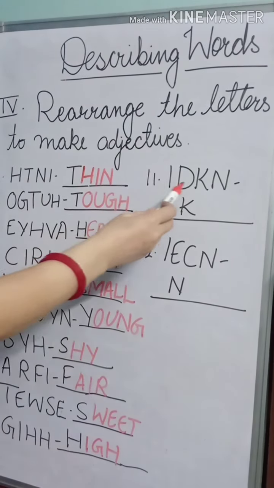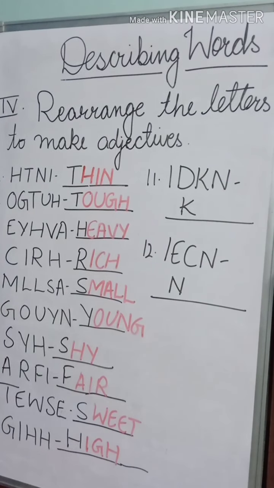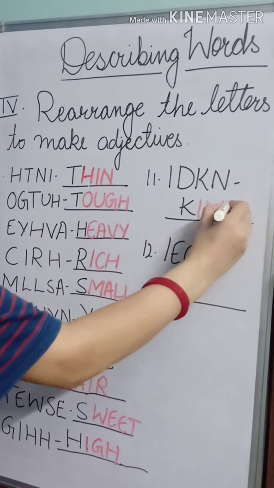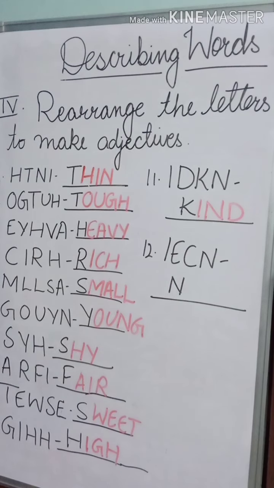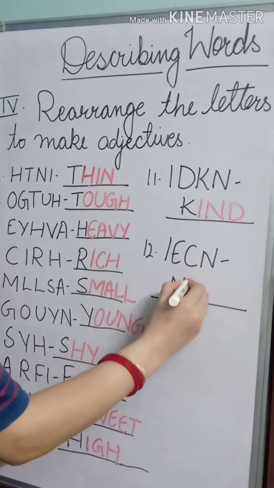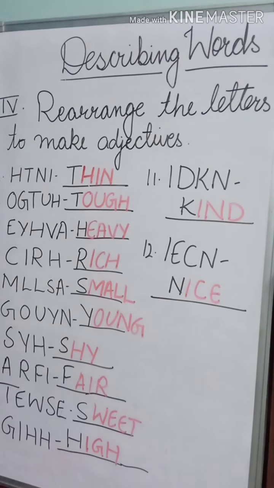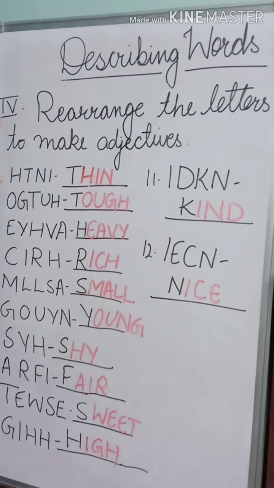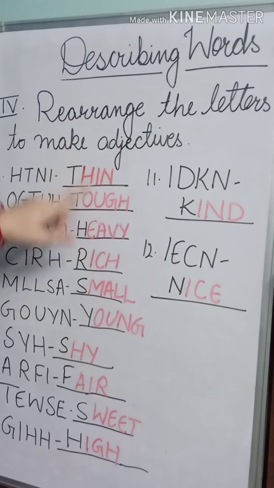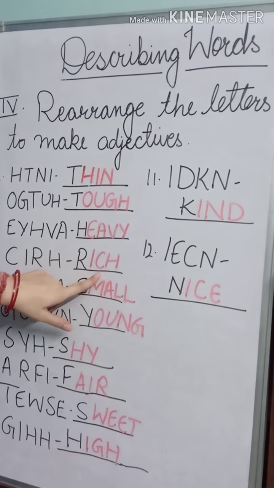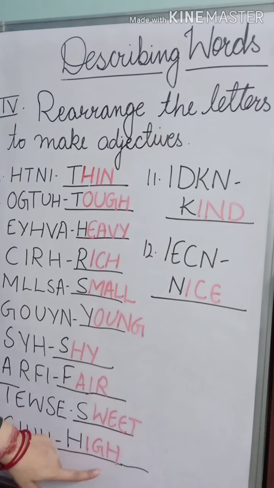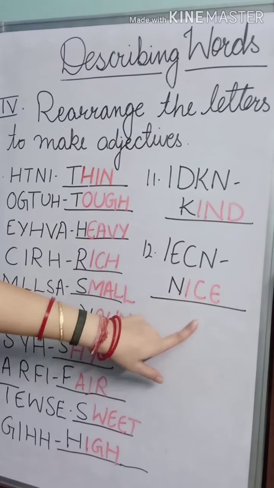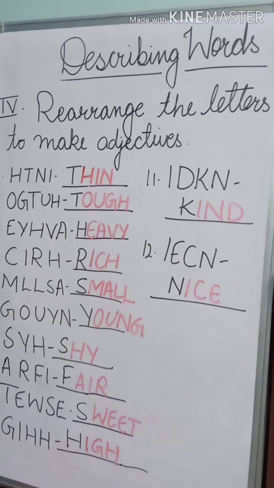Next. I-D-K-N. And it begins with K. So it must be a quality. That is kind. K-I-N-D. Kind. Next. I-E-C-N. And it begins with N. So let us guess. It's also a quality. N-I-C-E. Nice. So, what adjectives have we made? Thin, tough, heavy, rich, small, young, shy, fair, sweet, high, kind, and nice. So, these are the adjectives.